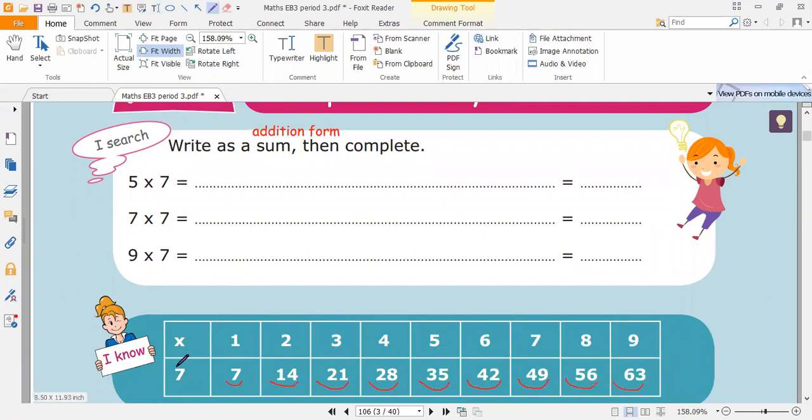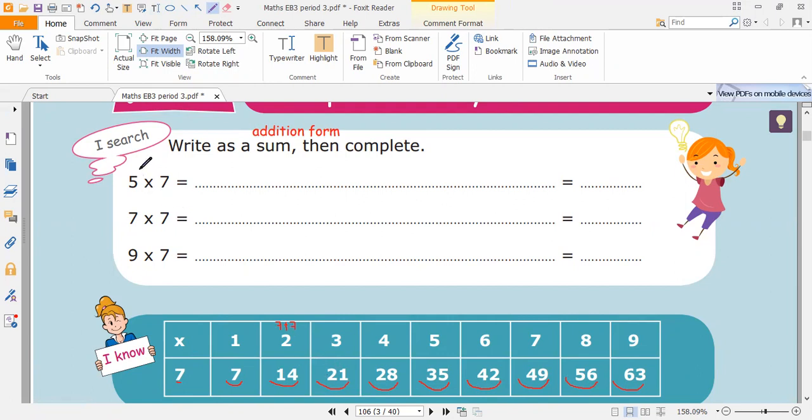Now, what does it mean 7 times 2? 7 times 2 means 7 repeated 2 times. So it means here 7 plus 7. 7 times 3 means 7 repeated 3 times.